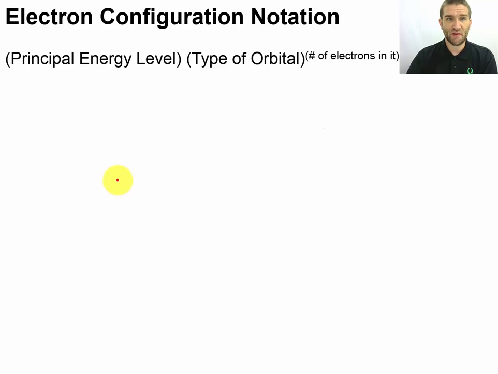And we're going to write down for each of them the principal energy level, that's the n level from the quantum numbers. We're going to write down our type of orbital. So if it's quantum number L equals 0, that would be an s. If it was L equals 1, that would be a p orbital. And then we're going to put a superscript that tells how many electrons are actually in that orbital at this given time.